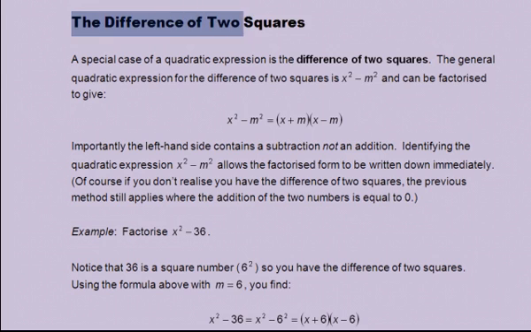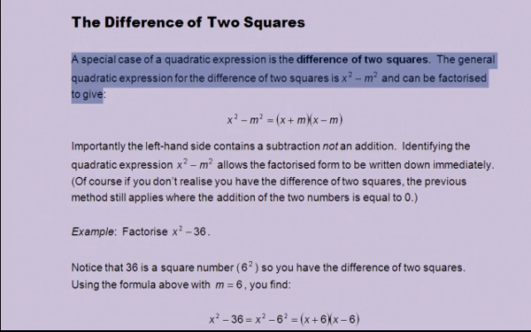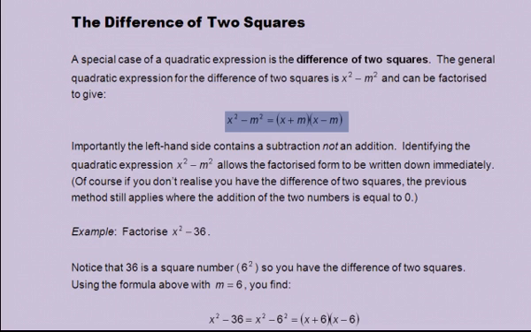The difference of two squares. A special case of a quadratic expression is the difference of two squares. The general quadratic expression for the difference of two squares is x squared minus m squared and can be factorised to give x squared minus m squared equals x plus m times x minus m.